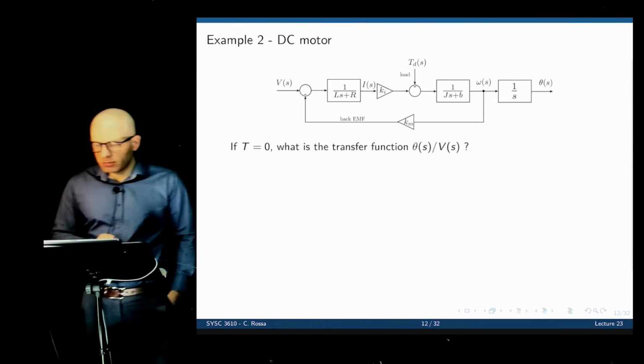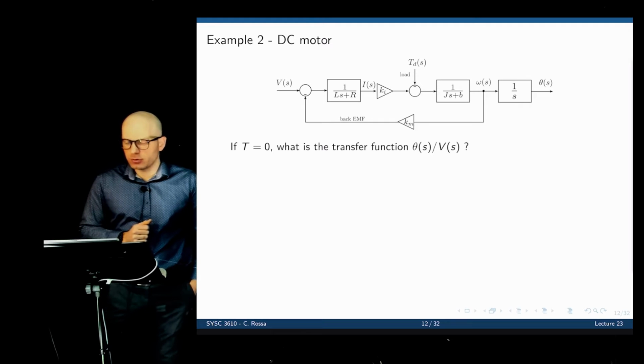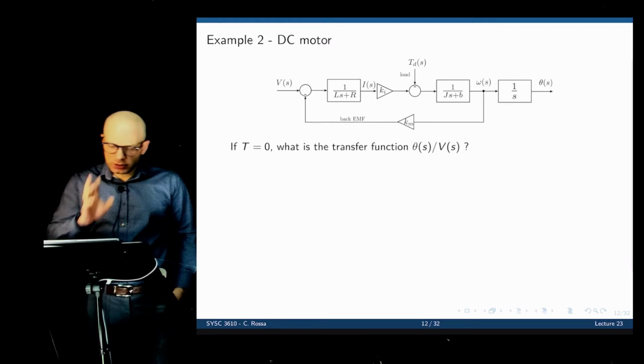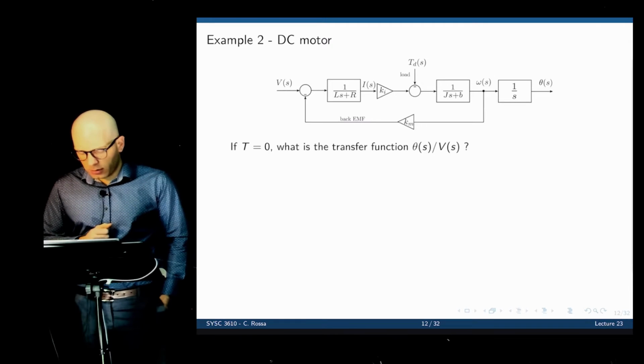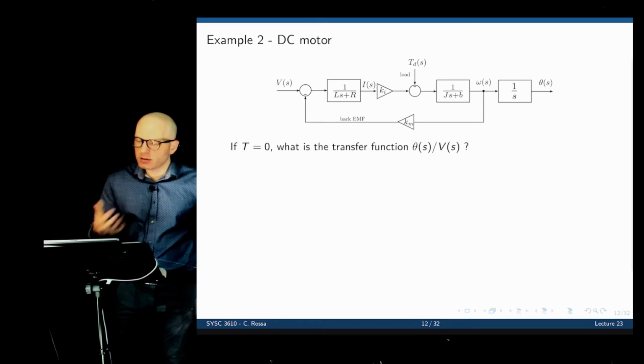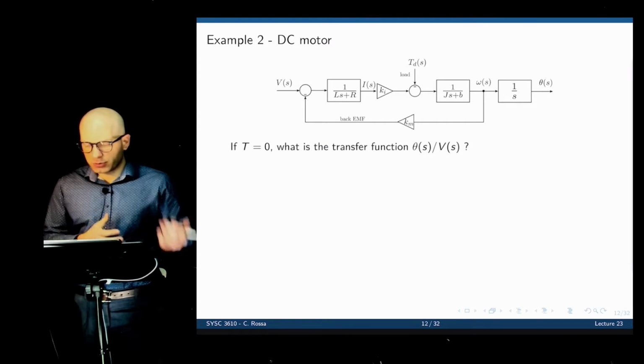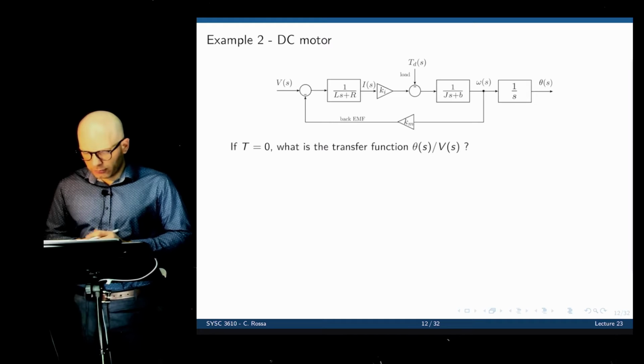This is a DC motor, a feedback loop for a DC motor. There is no controller here. This is how it works. It's the inherent feedback that it has to regulate the voltage. What is the transfer function between theta and V? Theta is the position, V is the input voltage.